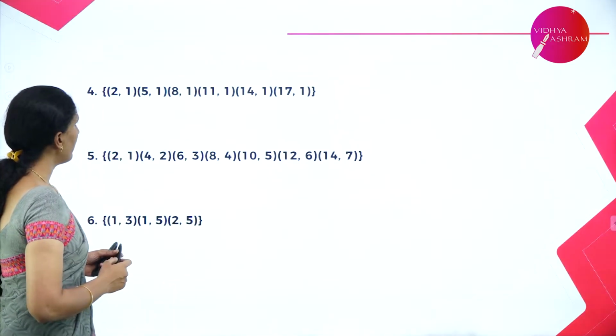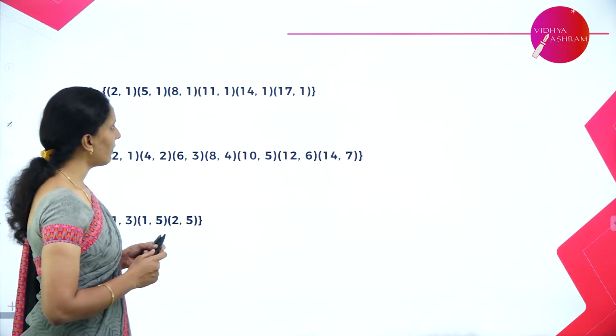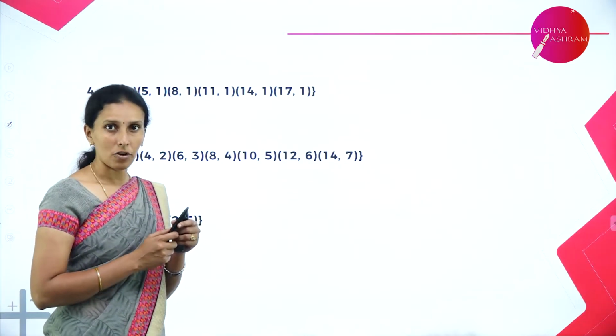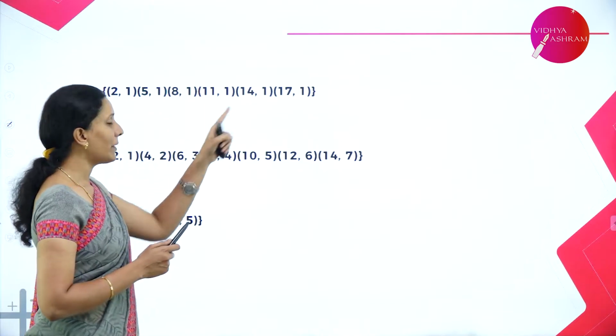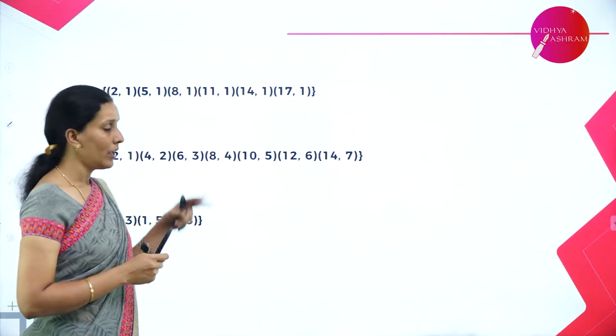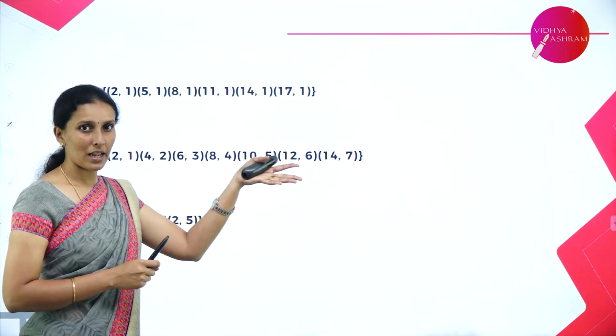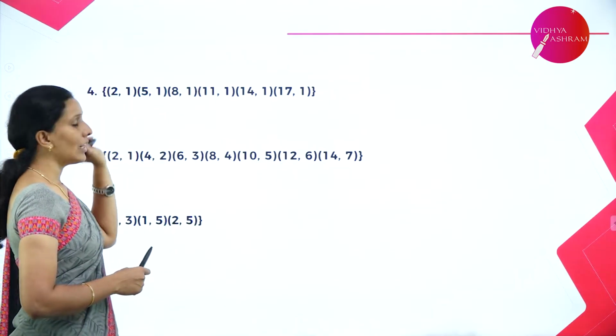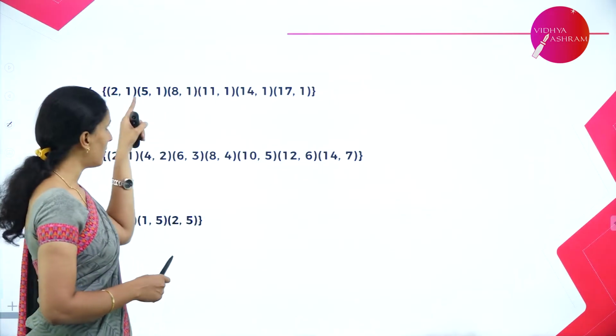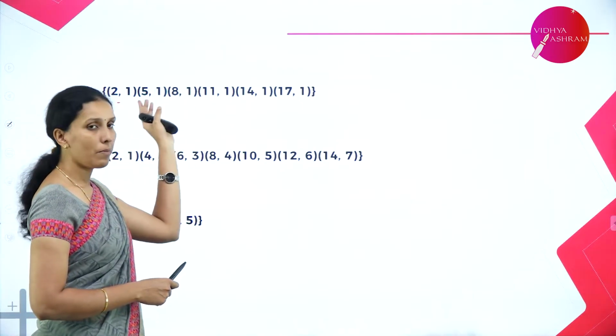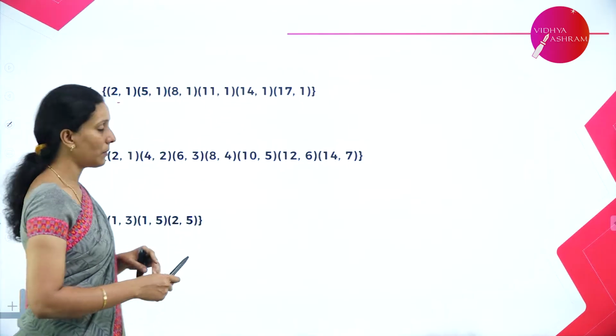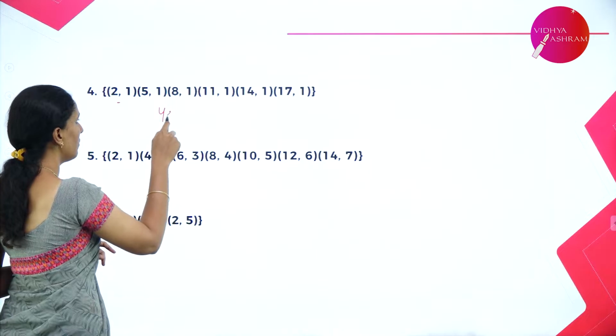Next. {(2, 1), (5, 1), (8, 1), (11, 1), (14, 1), (17, 1)}. All the first elements have one image, which is 1. That is, many elements can have the same image, but a single element cannot have two images. This satisfies the condition that many elements can have the same image. So this is a function.